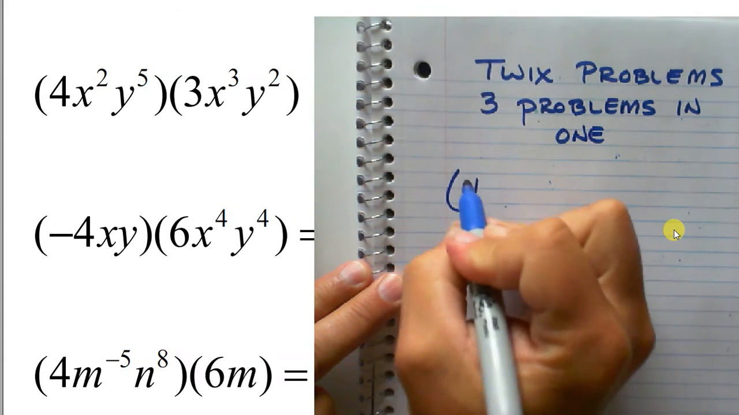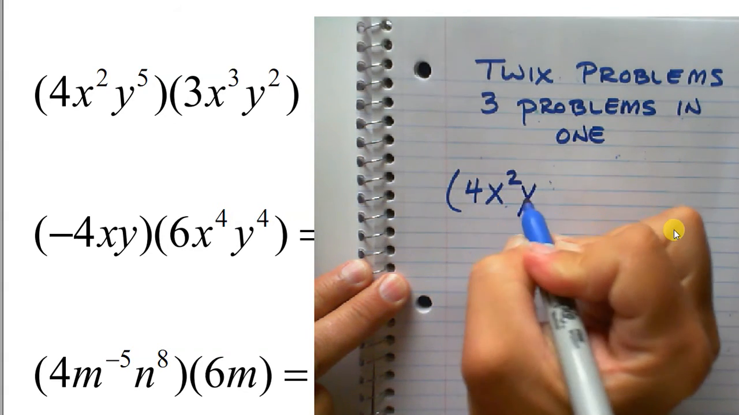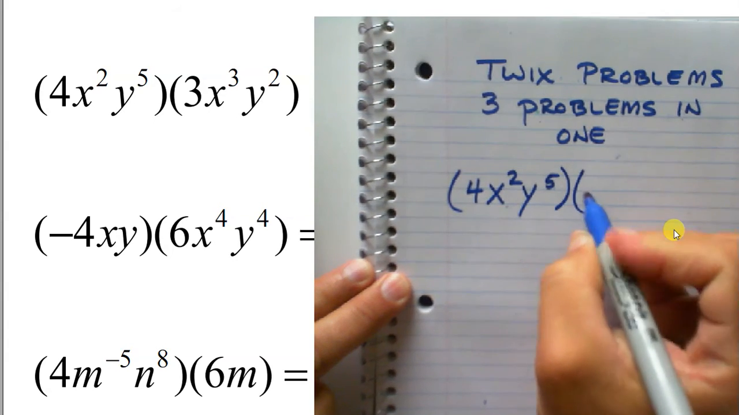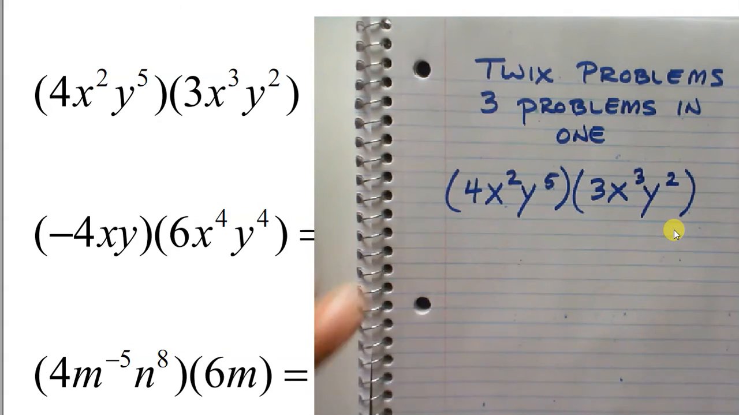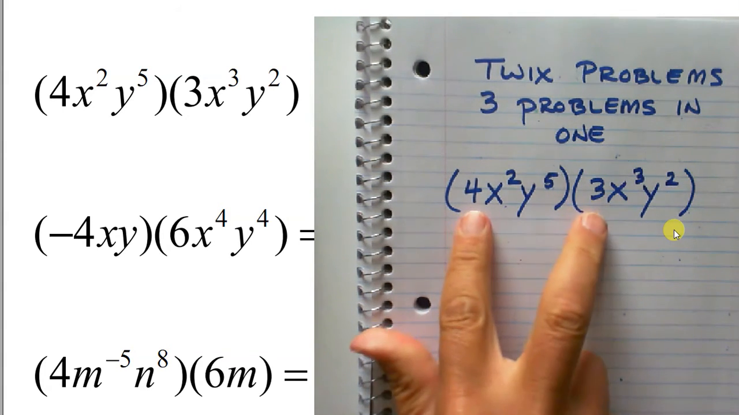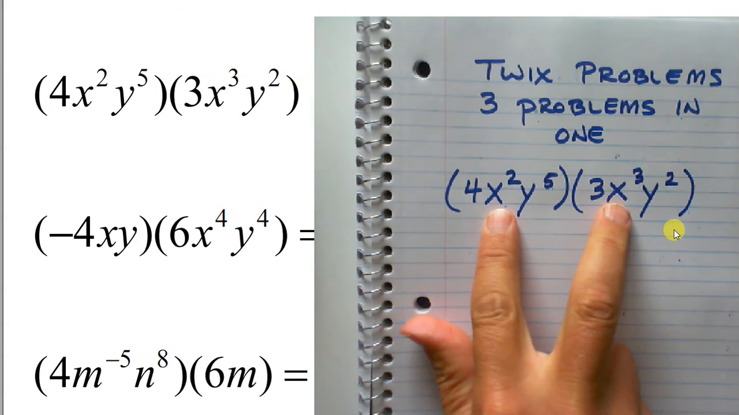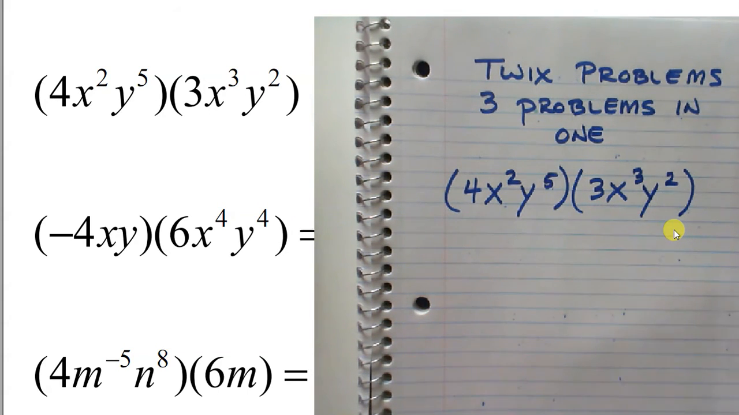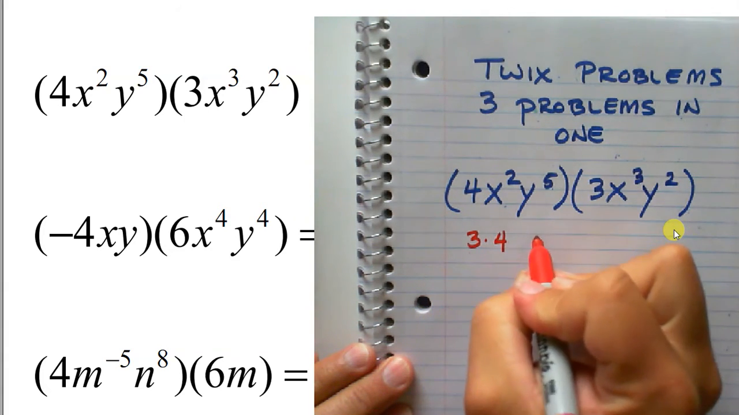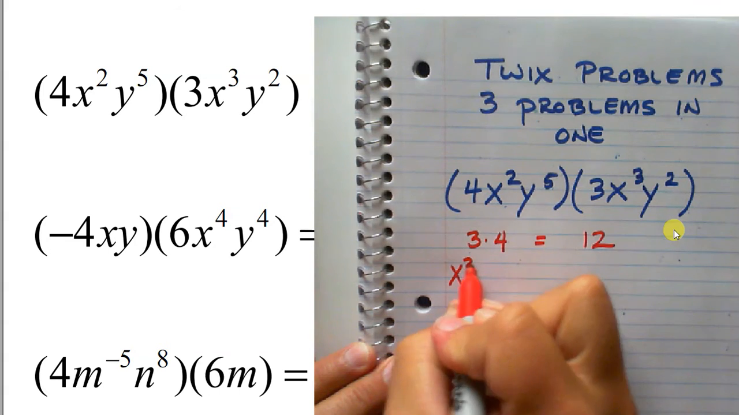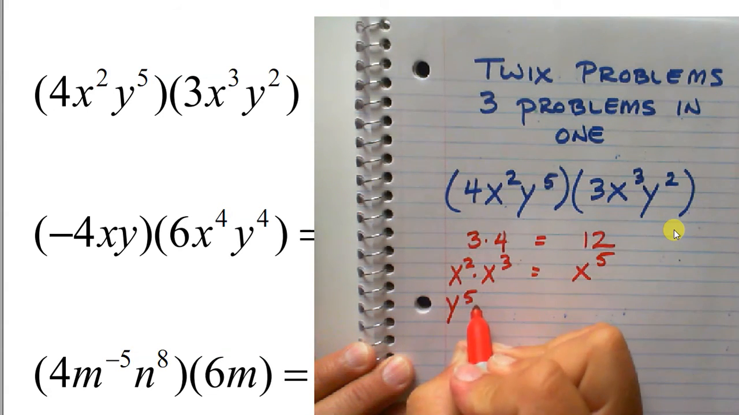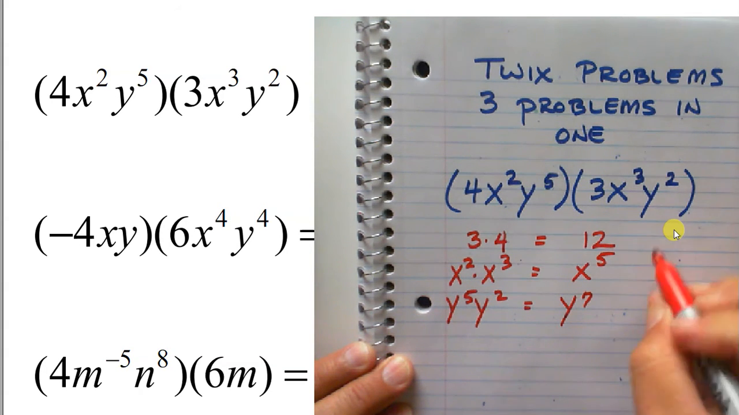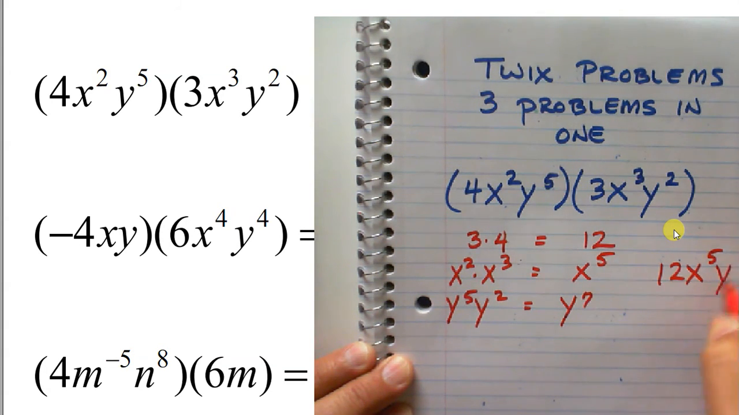So I have 4 x squared y to the 5th, and I have 3 x to the 3rd y to the 2nd. So the integers, the 3 and the 4 are going to play together. Integers play with the integers. The x's are going to play together, x's with x's, and the y's are going to play together, y's with y's. So we're going to do each of those little pieces. So we'll start with 3 times 4. 3 times 4 is 12. X squared times x to the 3rd equals x to the 5th. And y to the 5th times y to the 2nd equals y to the 7th. So our final answer is 12x to the 5th y to the 7th.